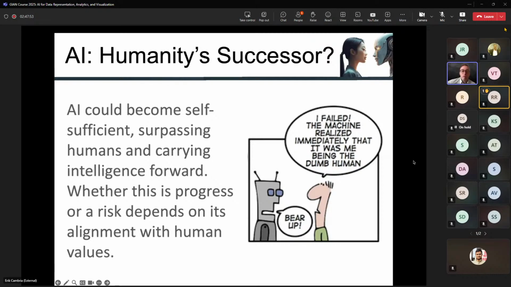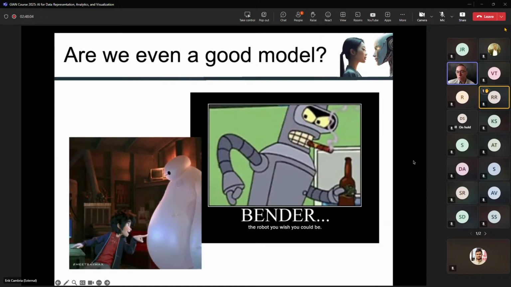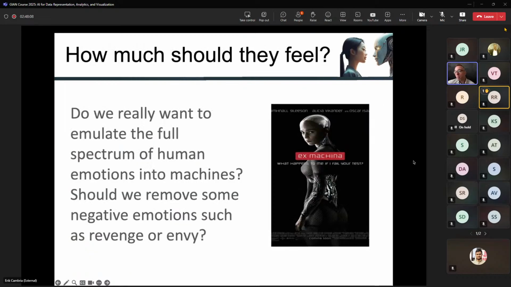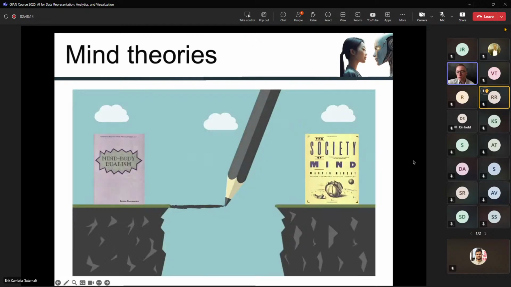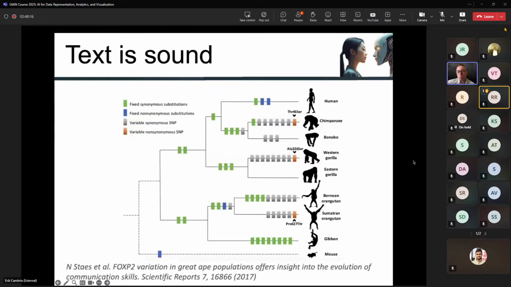So these are very much philosophical questions that I think will need time to answer, together with many other questions that I will ask later, like are we humans even a good model for building AI, and how much should AI feel, and so on. But in short, the answer to your question is that we need to go beyond what a large language model does.